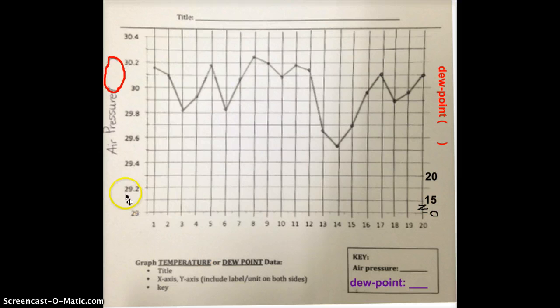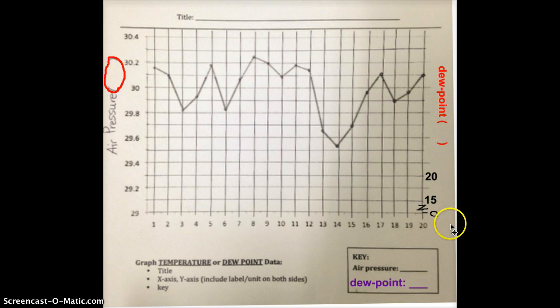And then for your axis, the air pressure axis is almost done, but it does not have units. So what units do we use to measure air pressure? If you don't remember, check your notes. And then on the right side, this is where we're going to put our dew point units. Again, what do we measure dew point in? Look at your weather data, and hopefully that will help you.